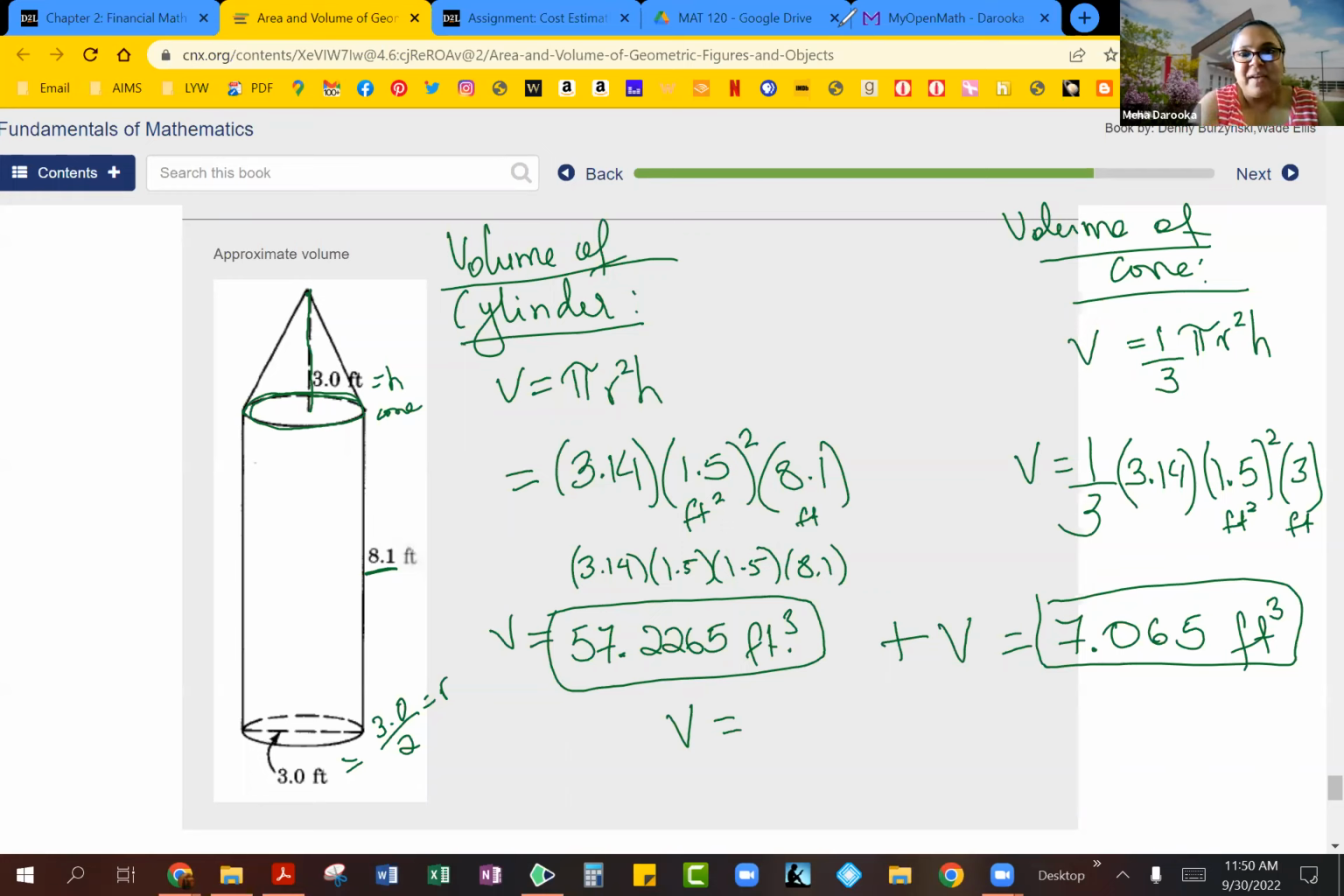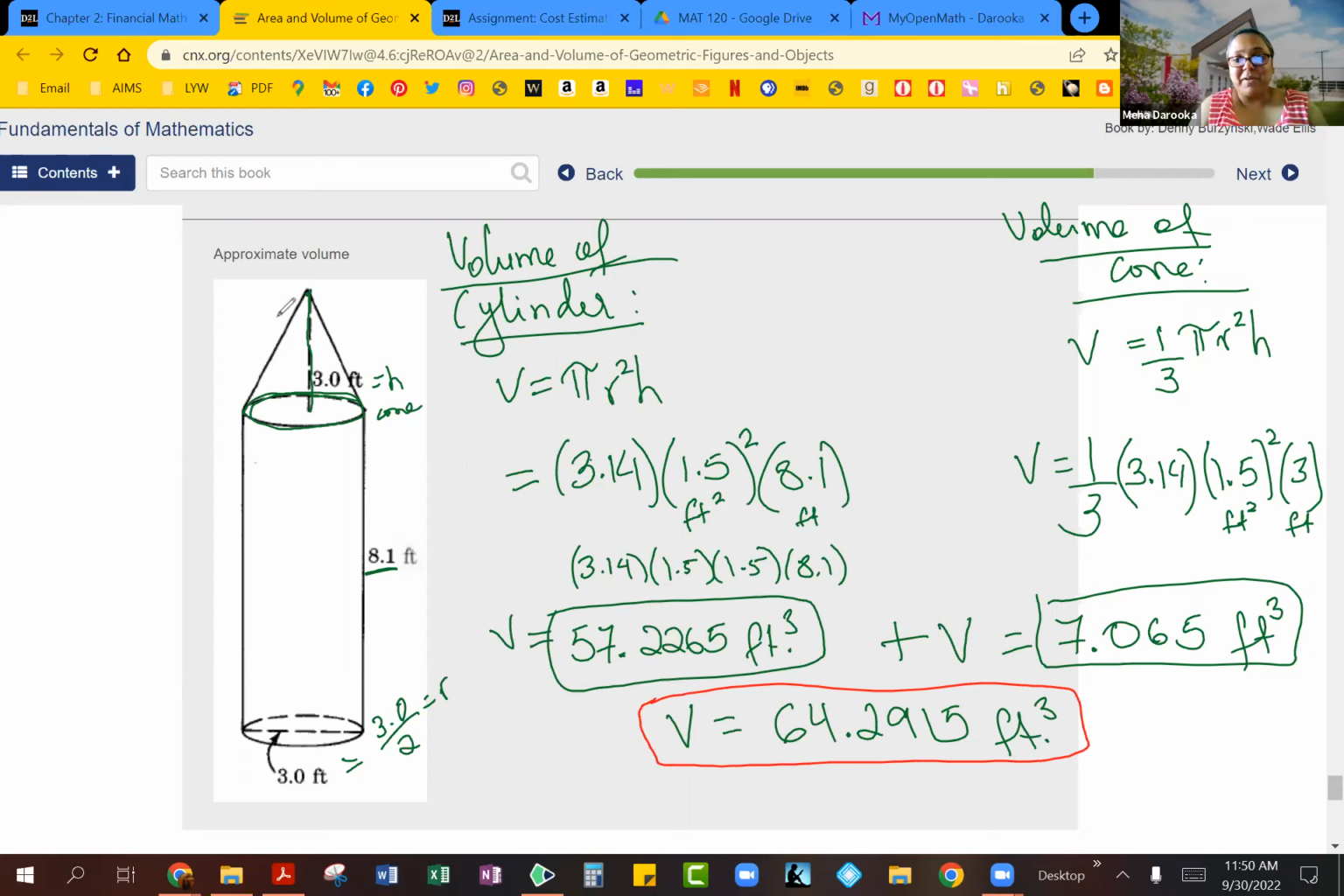Destiny, that looks good, very nice. So when we add these two numbers together, Sarah, perfect, 64.2915. And again, this is volume, so it's going to be in cubic feet. And that's going to be the volume of your entire shape, which to me looks like a crayon, but whatever that shape might be. Questions on this example here, guys?